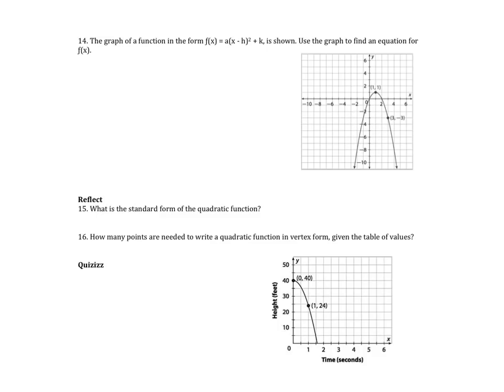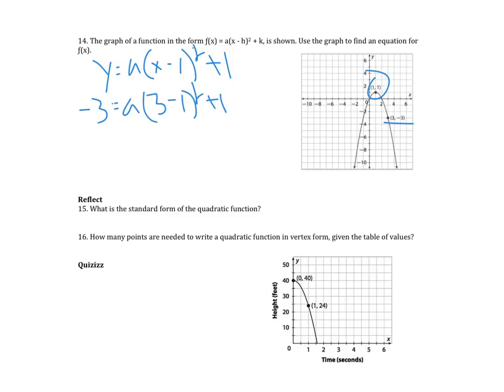So again, write an equation. Our vertex is at 1, 1. So we have y equals a x minus 1 squared plus 1. Pick another point. The other point that they give us is 3, -3. So we get -3 equals a 3 minus 1 squared plus 1. -3 equals a 2 squared plus 1. We get -3 equals 4a plus 1.